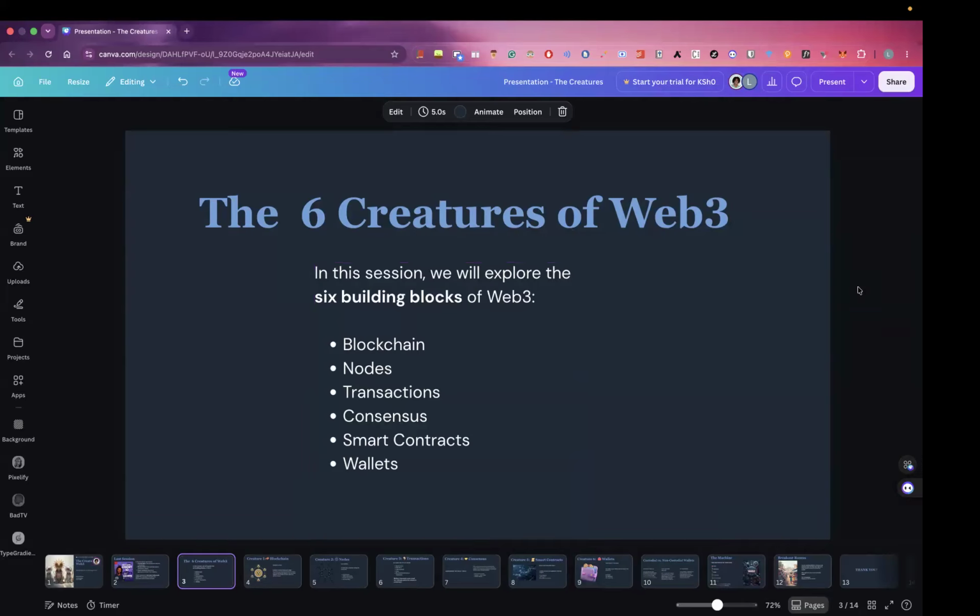Before I even get into blockchain or these building blocks, the very first thing I want to explain very briefly is Web3, so that we can build that foundation. First of all, Web3 and blockchain are not the same thing. A lot of people make this mistake when they're starting out, and I also made this mistake, thinking that Web3 and blockchain are interchangeable, but they're not.